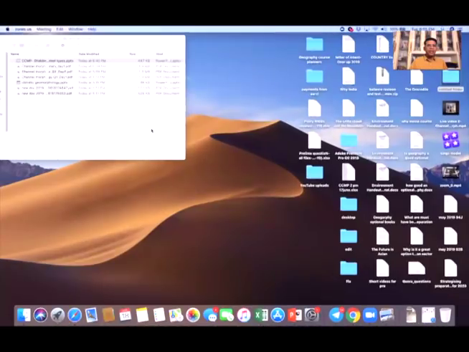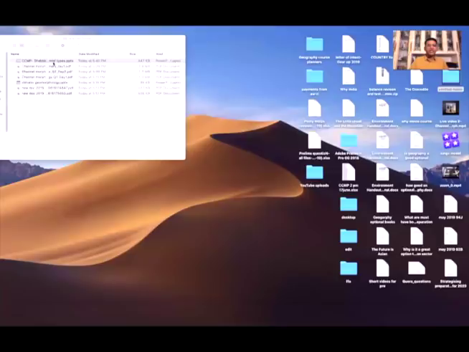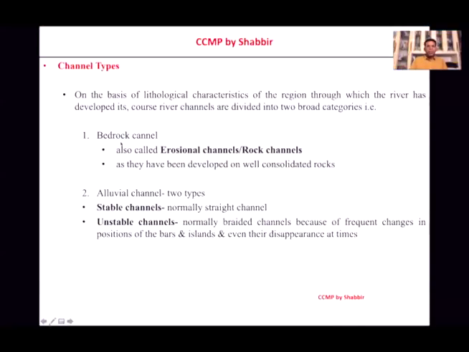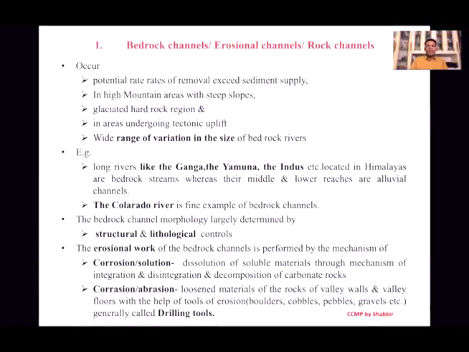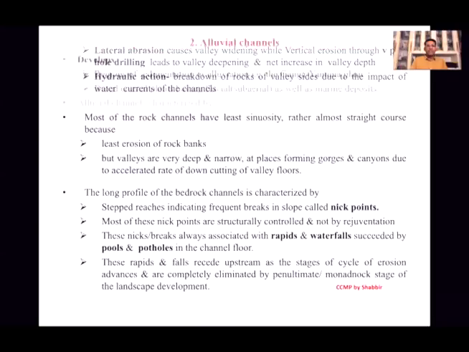So we move on. So that's this topic. Now I'm taking up the next discussion, which is a discussion on what we call channel pattern. Okay. So channel pattern, we are back at our discussion here. So channel type we have done, bedrock channels and alluvial channels.